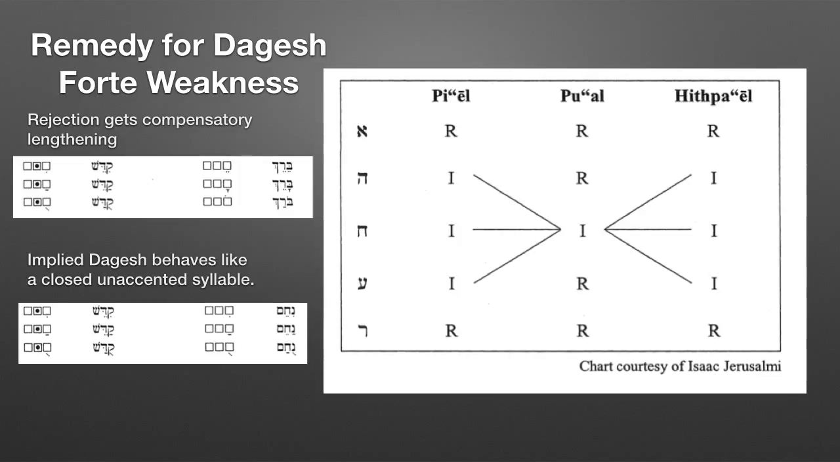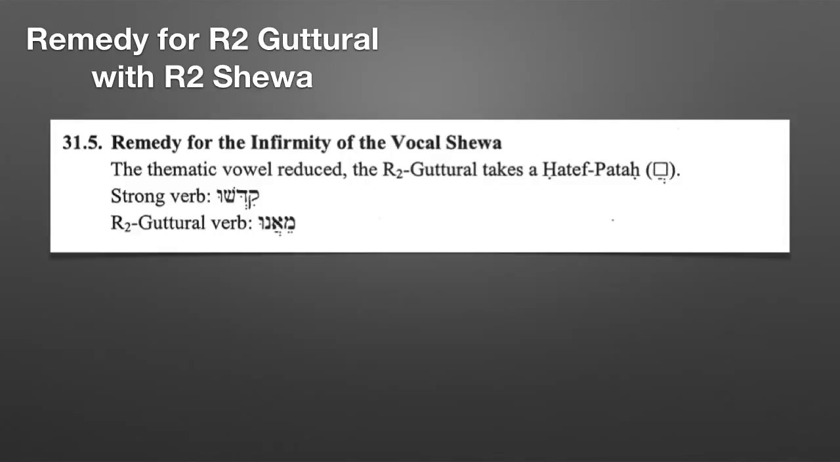So again, just trying to describe what Hebrew is doing, we have to say there is an implied dagesh there because the vowel didn't lengthen as we would expect in a pretonic open syllable. So a little bit of explanation for the implied dagesh there. When we get to the R2 gutturals with an R2 schwa, we've already mentioned this. The remedy for the infirmity here is to simply make it a composite schwa. Almost always going to be a hataf patach. And so you can see the example there, me'anu.